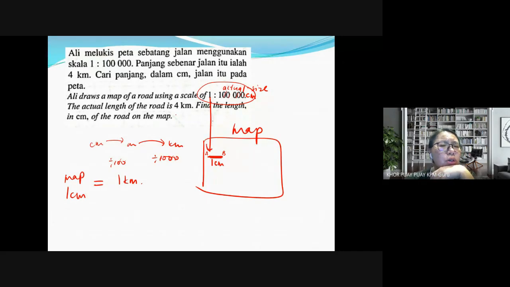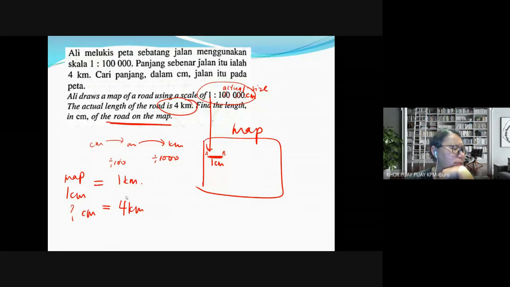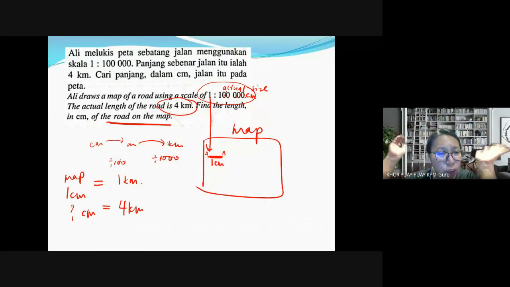So they ask you, if my actual road is 4 km, on the map berapa cm? Outside 4 km, how many cm do I need to draw? Ya, Sijie says 4 cm. Kalau 1 km di luar, you lukis 1 cm di peta, then 4 km, you draw 4 cm.